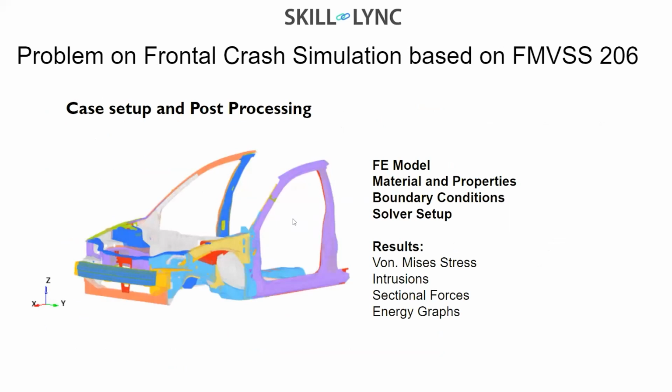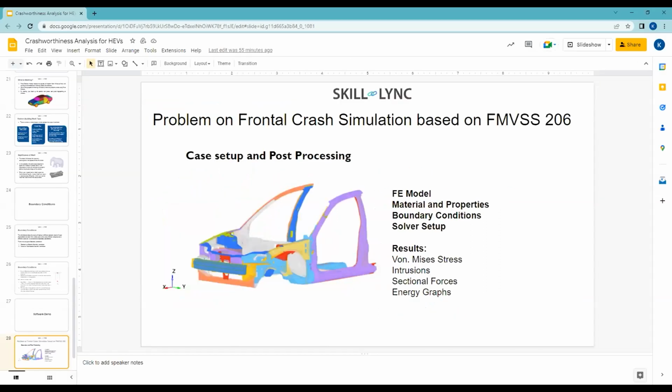Then again, before going ahead, I would like to show you two-three things. We have tried to solve the problems of your basic frontal crash. These are the things which we tried to find out: your von Mises stress, intrusions. So what are intrusions? Wait, I will try to show you that. I hope my screen is visible, guys.